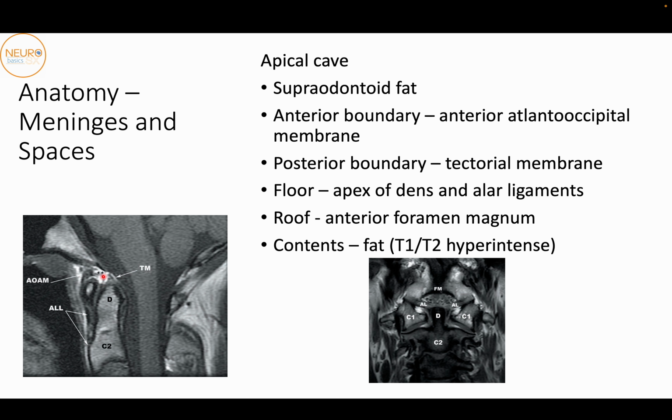Okay, so it should be T1 and T2 hyperintense. Now, if this changes, it indicates some pathology or other. We'll discuss more of that in the subsequent lectures. But it is important to remember, just above the apex of the dens is the apical cave, which should be T1 and T2 hyperintense because it contains fat.